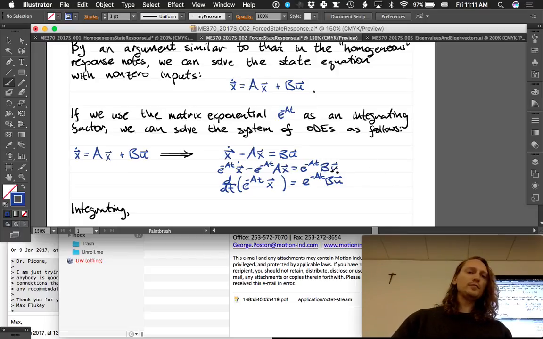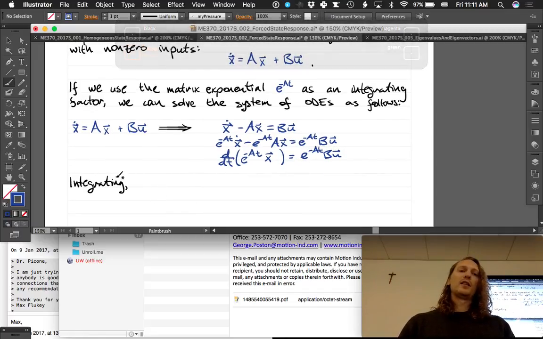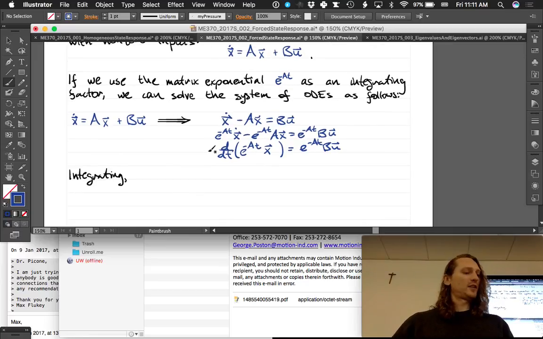So now we're prepared to integrate, right? So integrating, we get the integral from 0 to t of, we'll use a dummy variable tau, d tau, and then e to the minus A tau x, and so we're integrating with respect to tau.